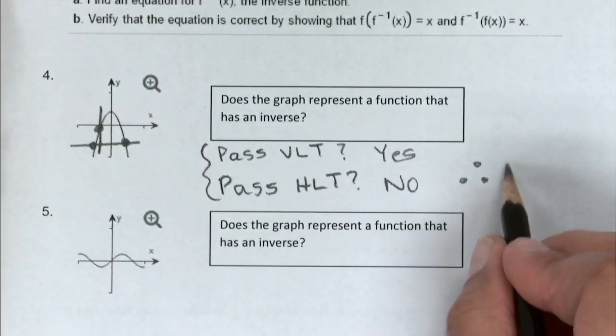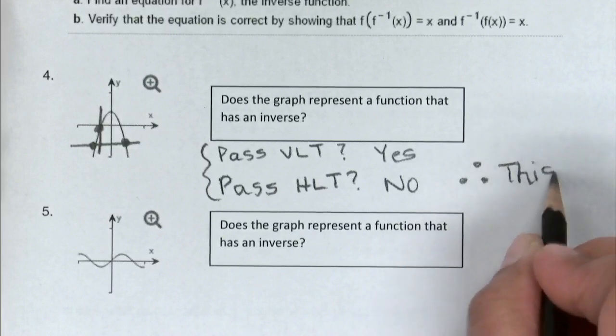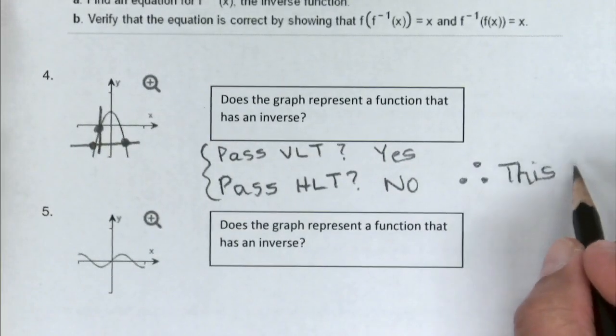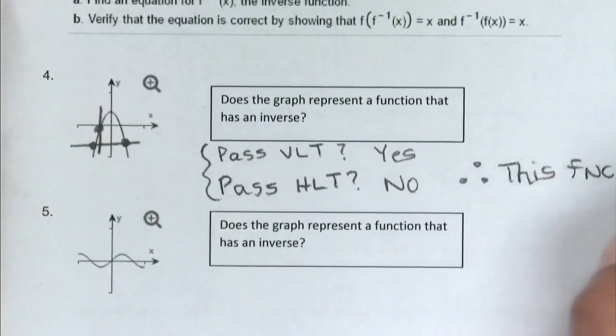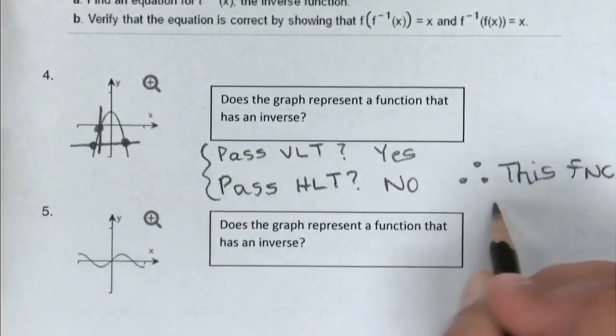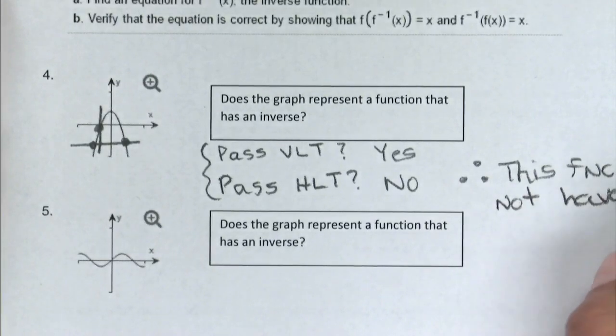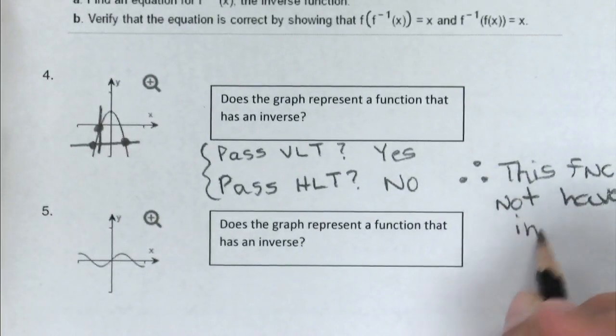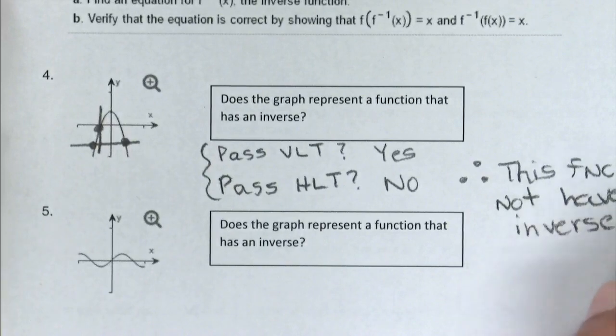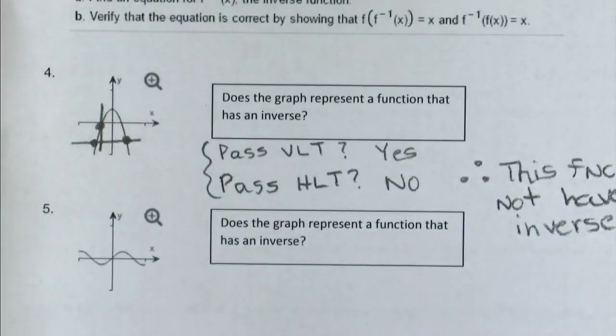Therefore, this function, this graph right here, does not have an inverse. And that's all they're asking you. Does it have one or does it not have one? You couldn't have found it anyway because you don't have an actual function, just a picture.